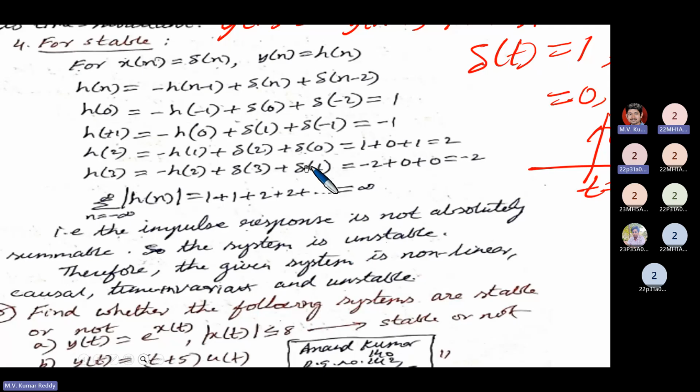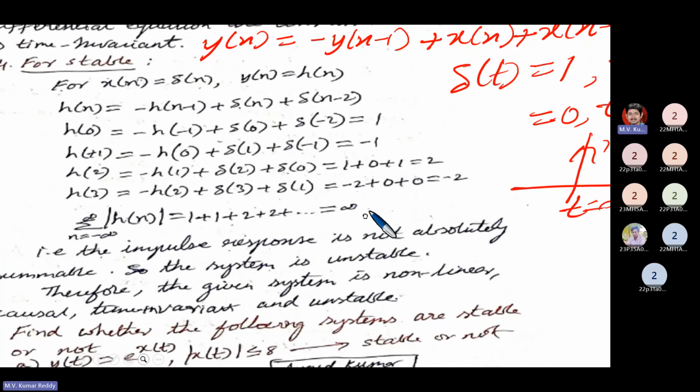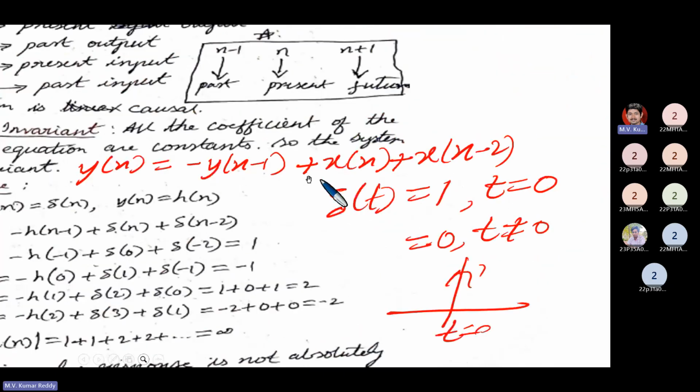This is an important concept in discrete.